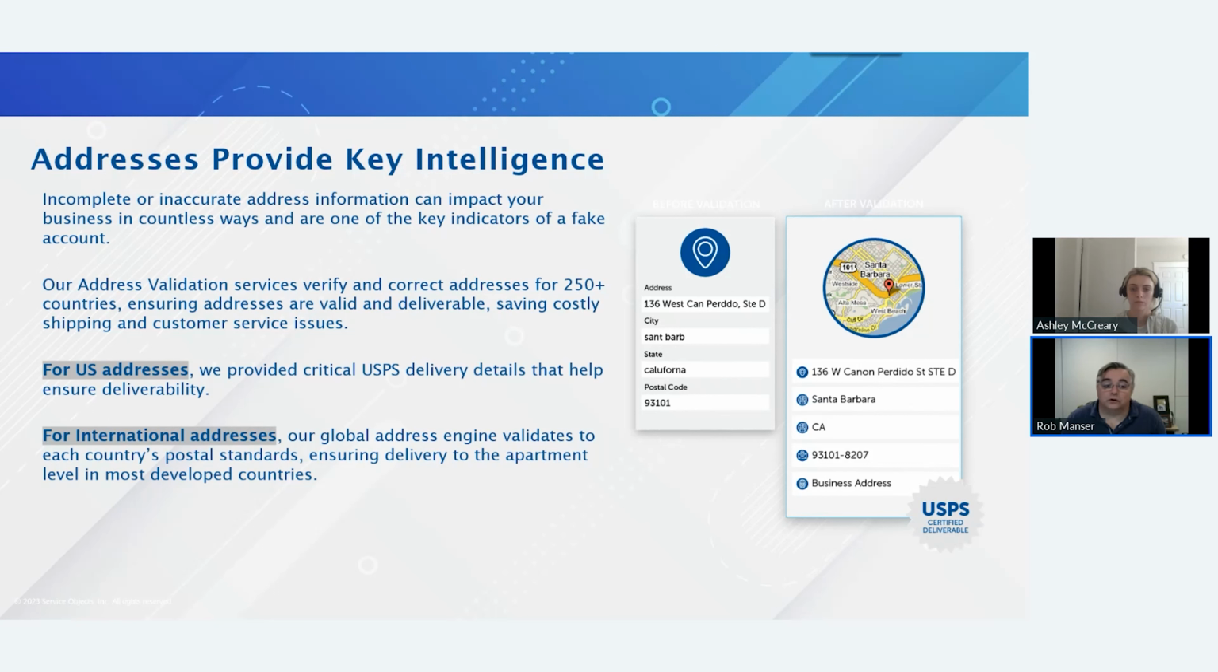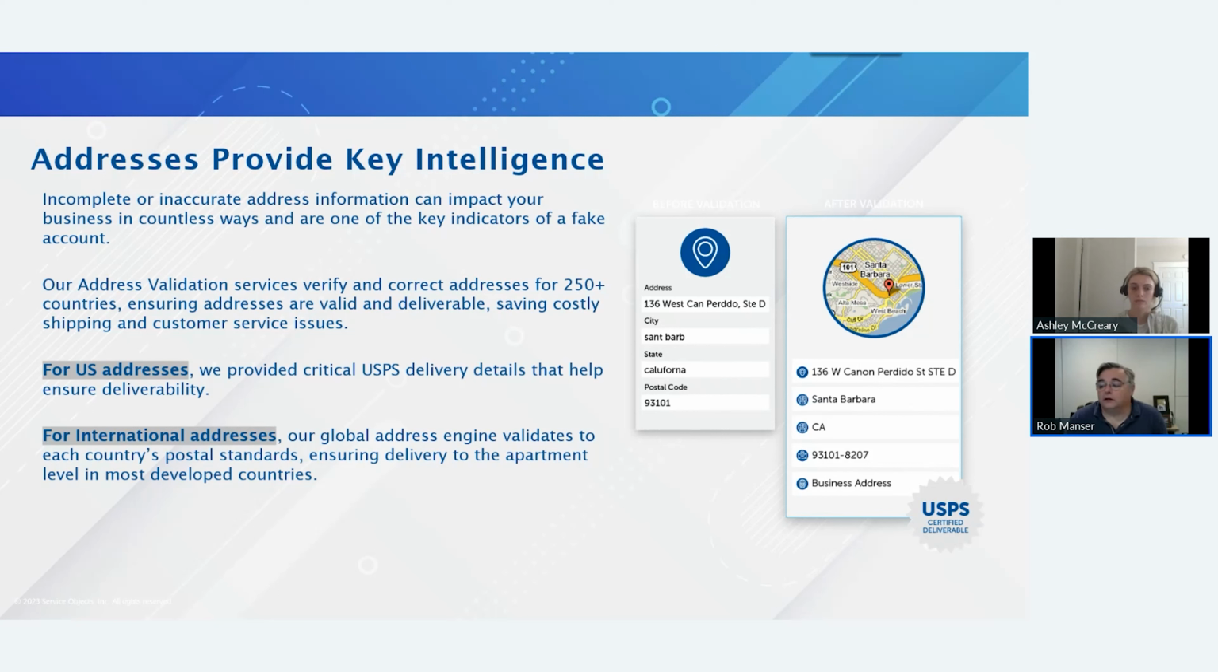And this can help you with legitimate customers and helps head off some of the customer care issues that might come up with incorrect addresses being added. In addition to that, of course, we're going to identify bad addresses and we'll be able to determine if a high risk address is being added. Our address services can verify and correct addresses for over 250 countries, so it's not just the US or Canada. And we're going to ensure addresses are valid and deliverable, as well as look for the high risk addresses.